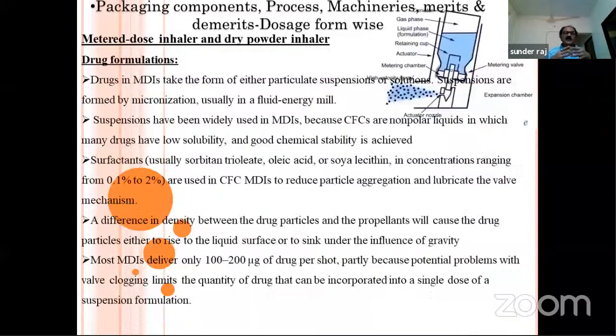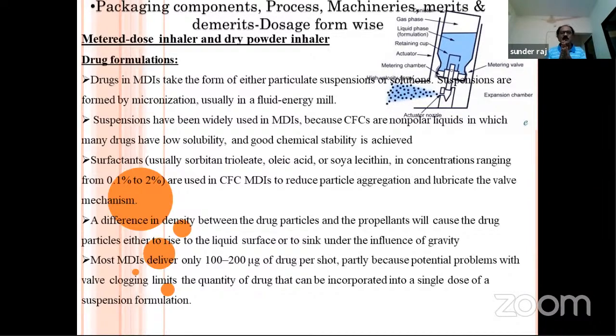And drug formulation in an MDI may take the form of a particulate suspension or a solution. Suspension is formed by micronization, usually in a fluid energy mill. Here, an MDI may be a solution or a suspension or maybe a powder. So here, as I told you, you should use only microparticles, because they are intended to be used for the respiratory tract. But in other systemic applications, where the drug goes into the systemic circulation, by mouth, by esophagus, absorbed, there the particle size doesn't matter, because the drug will be converted into a solution, then it gets absorbed. Whereas here, the drug will directly go to the absorption stage, to the capillaries of the alveoli, where the drug will get absorbed. So here, the particle size is a major factor in selection of this dosage form.